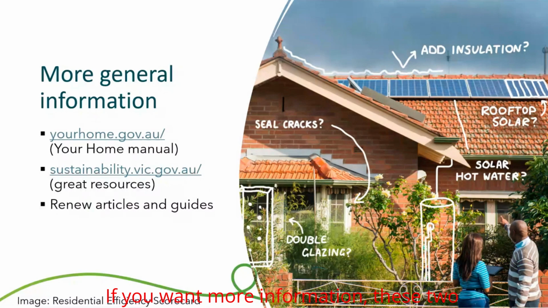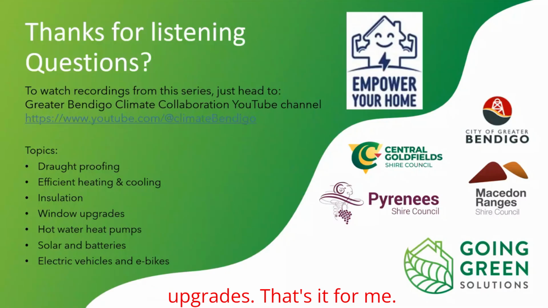If you want more information, these three resources have fantastic information. The yourhome.gov.au manual has information on everything you can imagine, including a whole lot on windows, and you can download all sorts of PDFs from them free. Sustainability Victoria also has really good information, and Renew, that I've mentioned a couple of times, is a not-for-profit organisation that looks at efficiency and all of these things, and they're the ones that have put out a few articles on things you can do with your windows. They'll show you comparisons between different window upgrades.